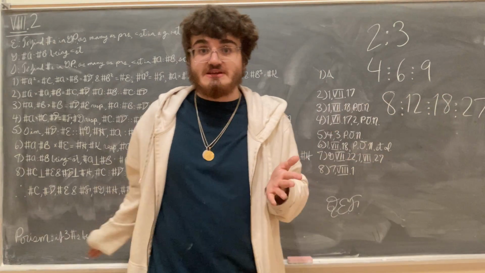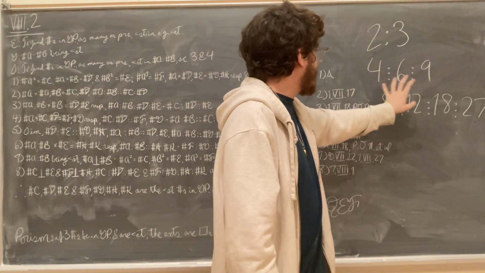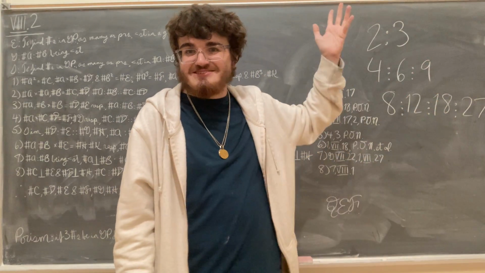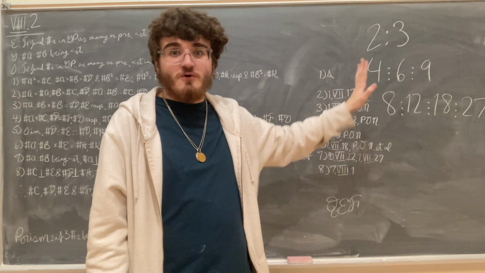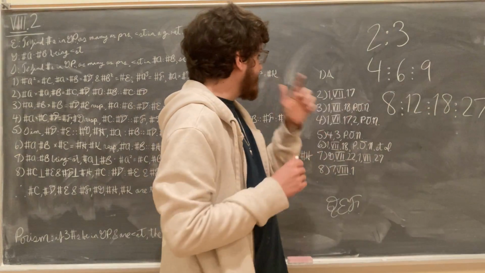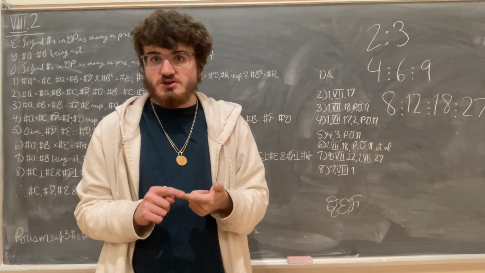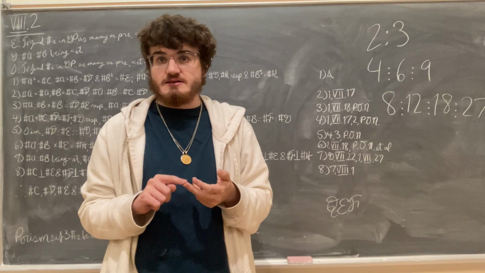Furthermore, we also see that the porism holds, in that because 4, 6, and 9 is a 3-term continuous proportion, the porism tells us that the extremes will be squares. So the extremes here would be 4 and 9. These are obviously square numbers. And the same thing follows for 8, 12, 18, and 27. We recognize that 8 and 27 are both cube numbers, 8 being 2 cubed and 27 being 3 cubed.